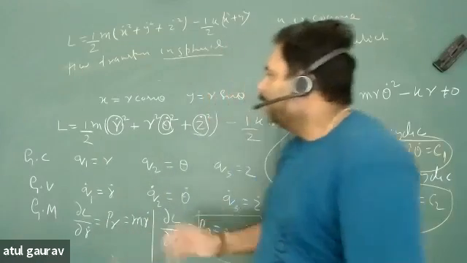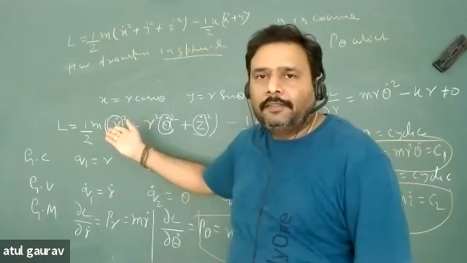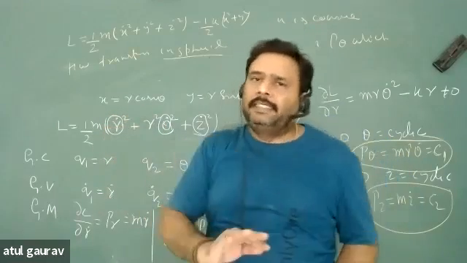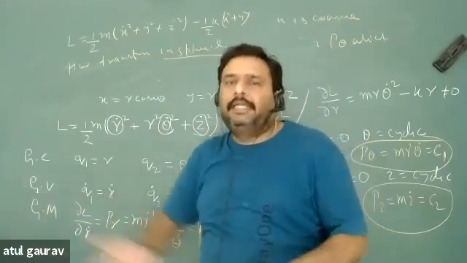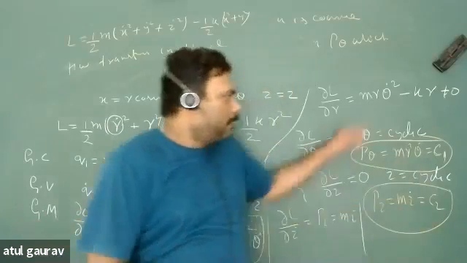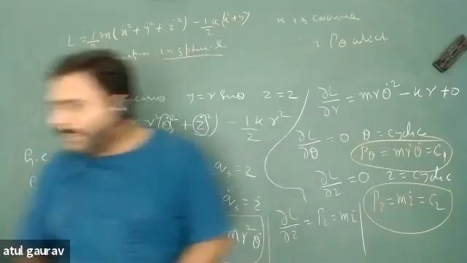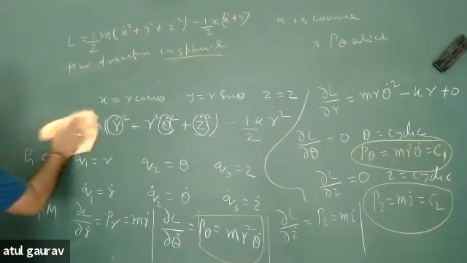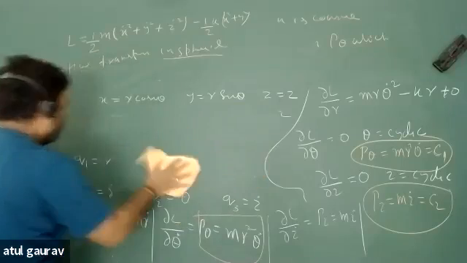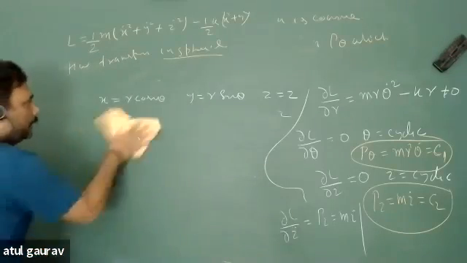And now you have to write the equation of motion only in the r direction. Why in r direction? Because theta and z both are cyclic coordinates. So once you have a cyclic coordinate, there is no need to write the equation of motion, because ultimately you will get the same thing. So let's go and write the equation of motion. We can write the equation of motion only in the r direction. The theta part is not important.